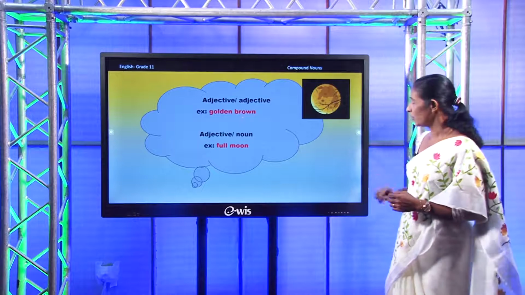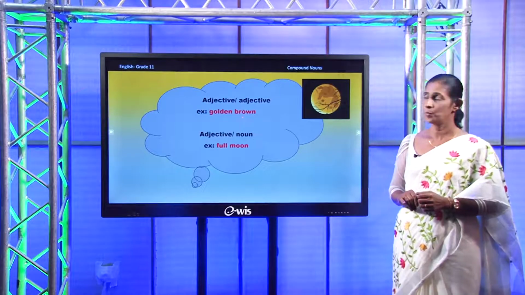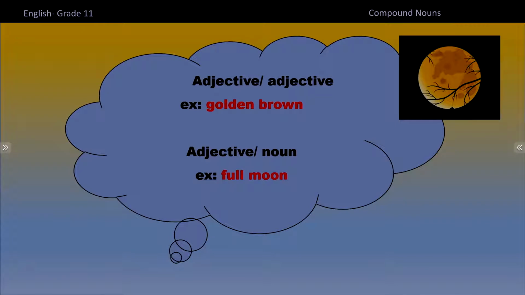Now children, when we form compound nouns, there are some rules. We have to use parts of speech to make these different compound nouns. Can you remember the parts of speech? For example, like adjectives, nouns, prepositions, verbs, and so on. So we need to take these words, put two words together and make a compound noun. Let's see the first one, an adjective plus adjective. I've given an example, golden brown. So two adjectives coming together as a compound noun.